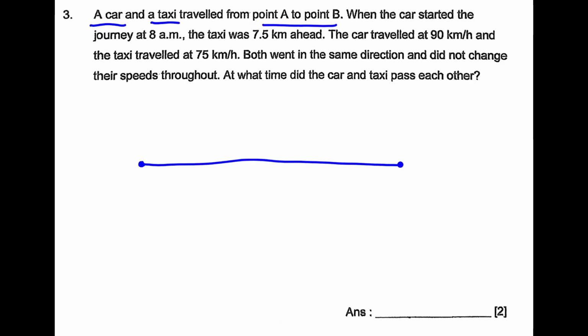Question 3. A car and a taxi travel from point A to point B. Draw a timeline A to B. And for each of the vehicles, we draw it on top as well as at the bottom respectively. We know that they are traveling in the same direction, so the arrow can be towards B. The car started at 8 a.m. We just mark it down by the side.